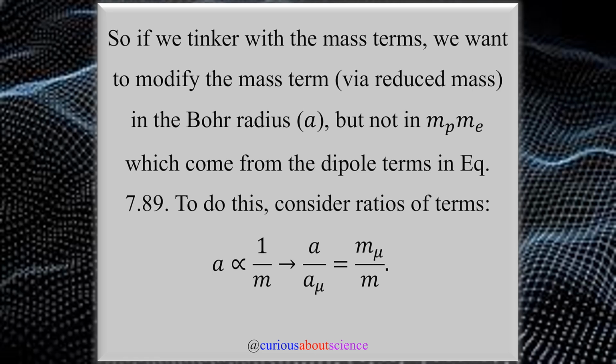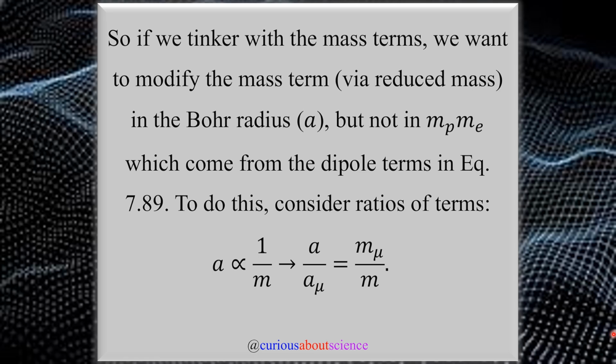However, to do this, we consider the ratio of the terms. Okay, so for the reduced mass term, if I realize that A is proportional to the inverse of M, the mass, then by taking the ratio, I can get rid of whatever the proportionality constant is. And we'll show exactly how that's done in the next step. But why is this reduced mass thing important anyways?